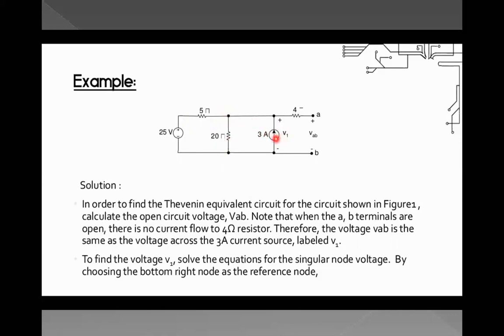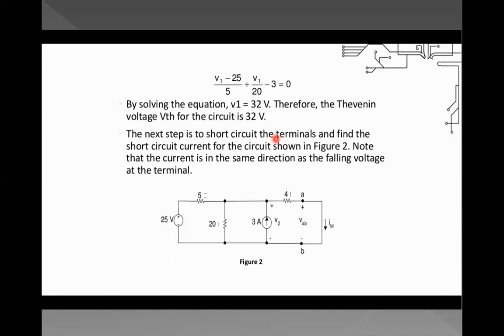The summation of all the currents should be equal to 0. If you see this equation, you'll get the same one. What I was saying: (V1 minus 25) by 5 plus V1 by 20 minus 3 should be equal to 0. If you solve this equation, you will get V1 as 32 volts. What is the next step?